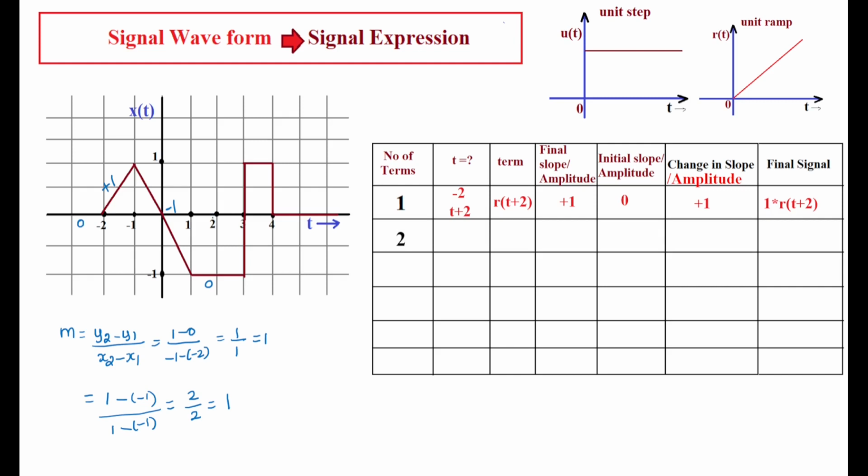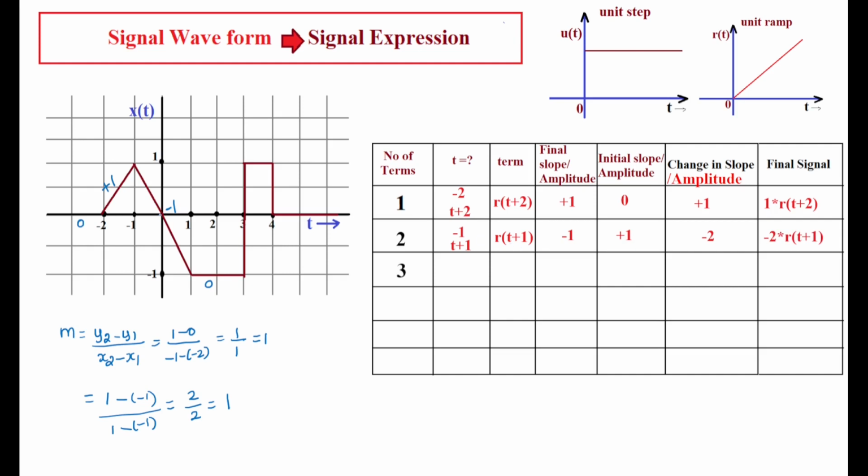And next consider the term number 2. Term number 2 is minus 1. Here at minus 1, the slope of the signal changes from plus 1 to minus 1. So T is equal to minus 1, T plus 1. What is the term involved here? The term is the unit ramp signal R of T plus 1. What is the final slope? Final slope is minus 1. And what is the initial slope? That is plus 1. Final minus initial, minus 1 minus of minus 1, that is minus 2. And how to represent the final signal? Minus 2 into R of T plus 1.